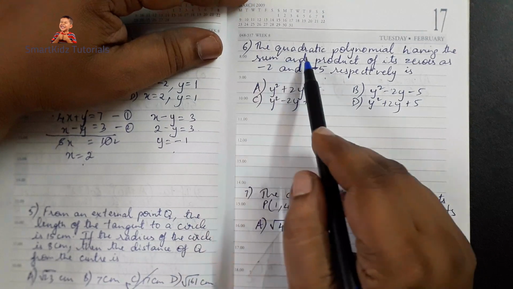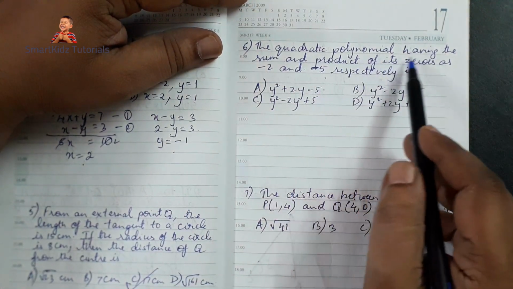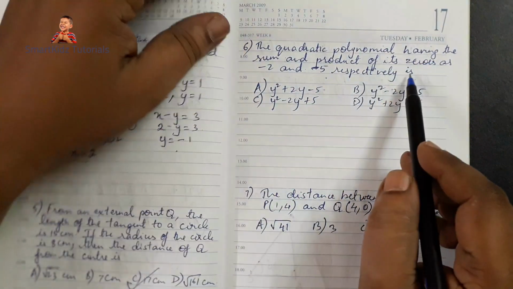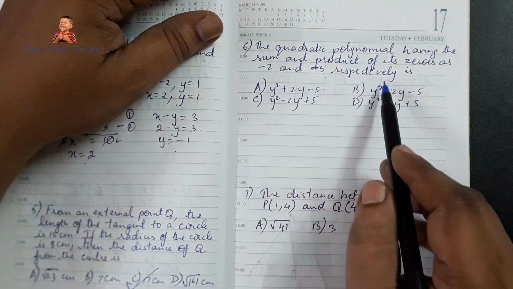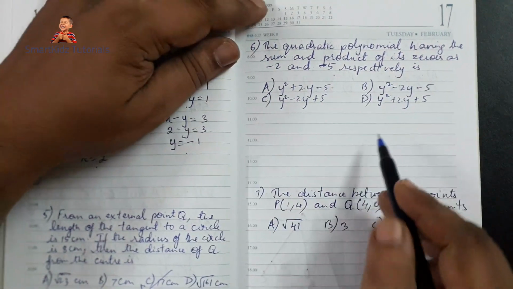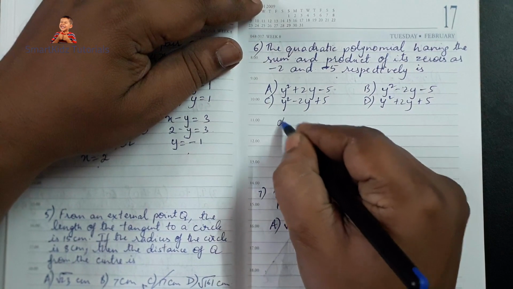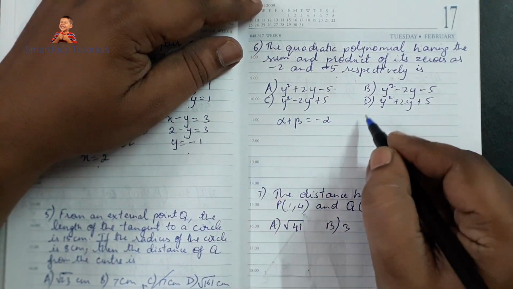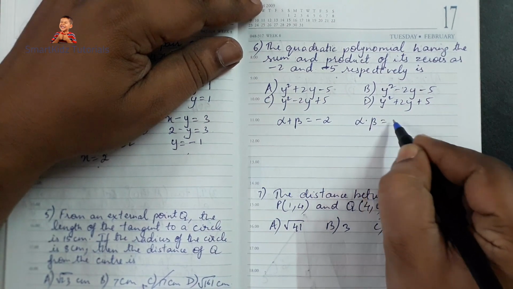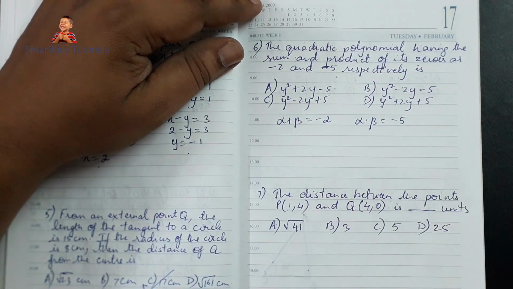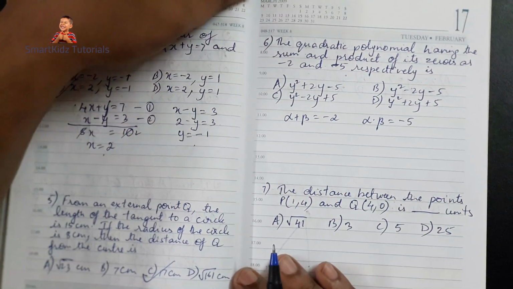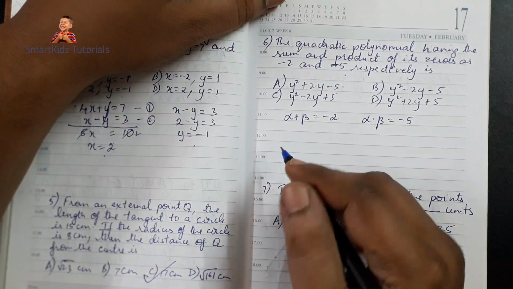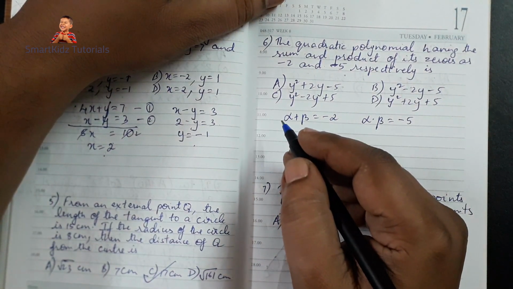Coming to question 6, the quadratic polynomial having the sum and product of its zeros as minus 2 and minus 5 respectively is one of these. Let's first write down what is the sum. The sum is given as minus 2 and the product is given as minus 5. So if you wish to write it in the quadratic form, this is how we need to do this.